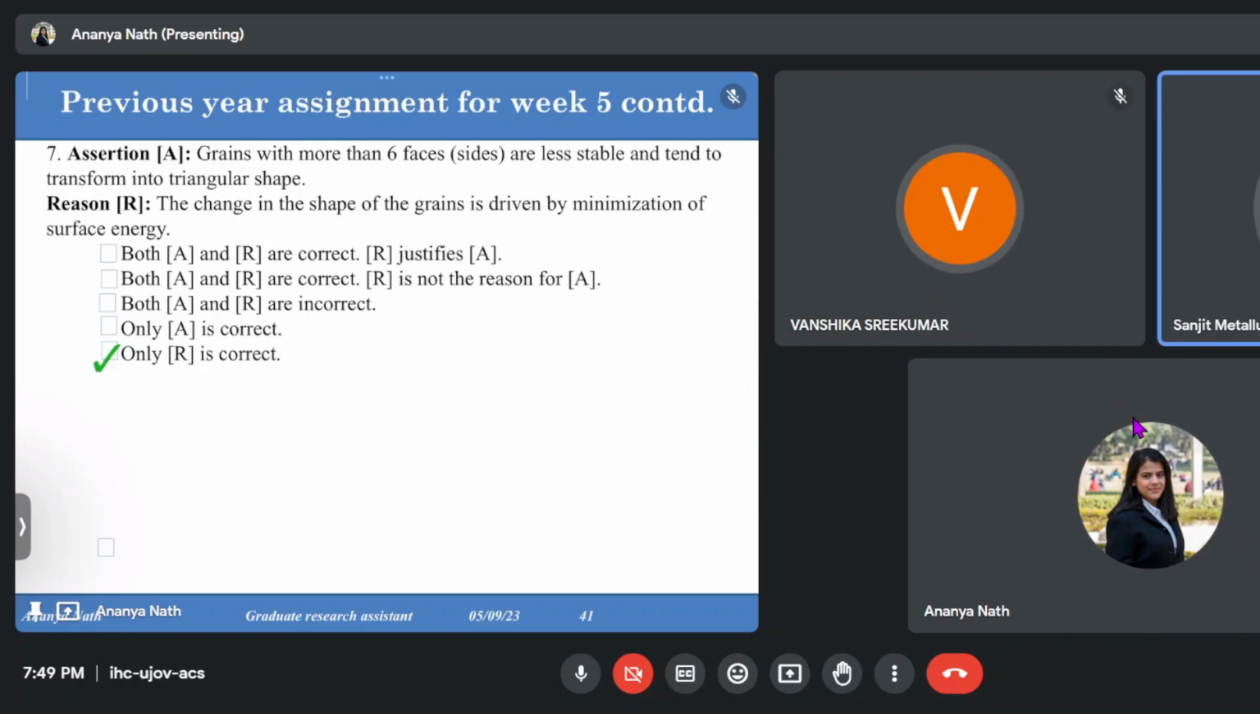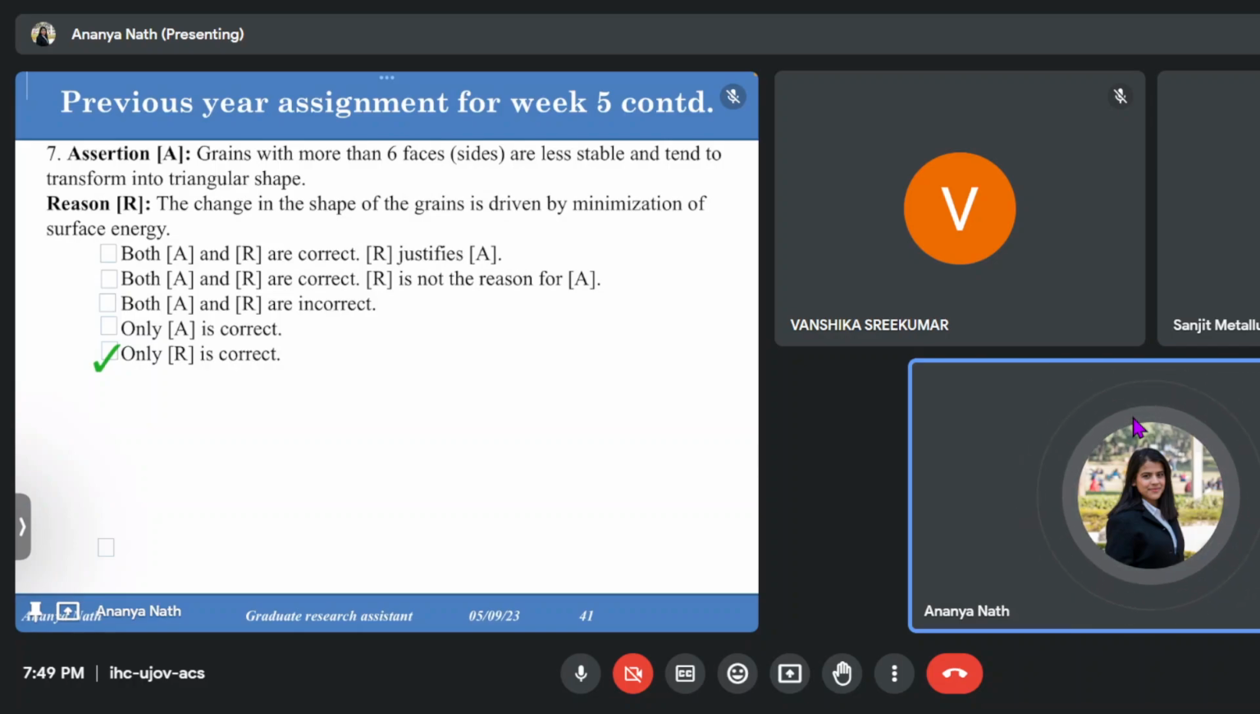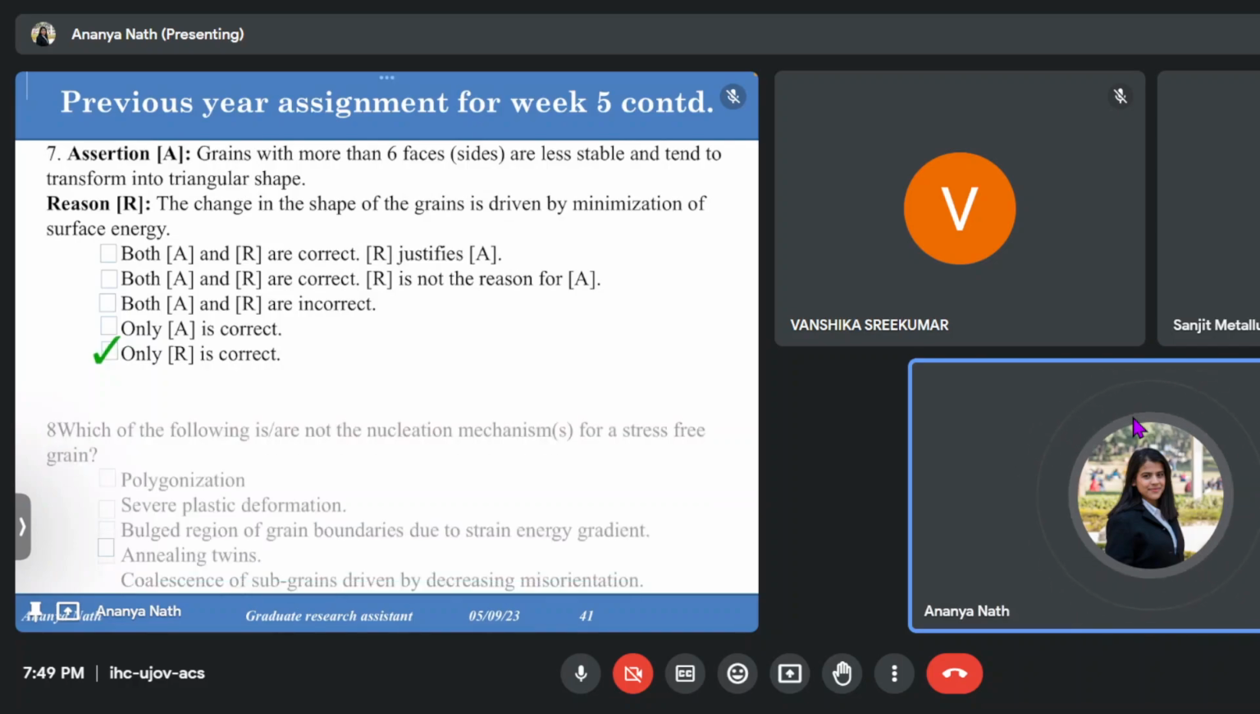Ma'am, the assertion is wrong because grains with more than six faces will tend to grow more rather than transforming. The triangular grains will tend to get demolished every time, and grains with six faces or more will always try to expand. But this change in shape of the grains is driven by the minimization of surface energy. So to reduce surface energy, they will always try to expand or grow.